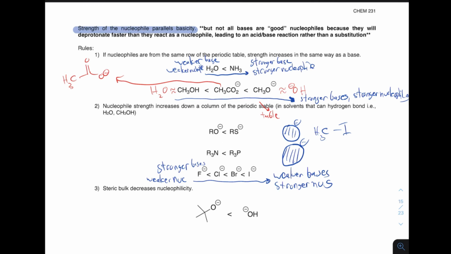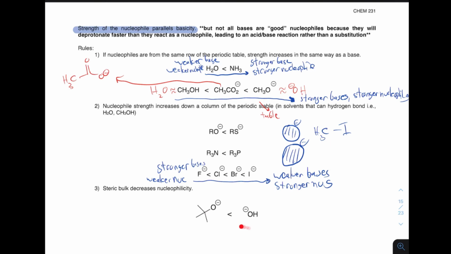But in general, without thinking too much of the semantics behind everything, when you have nucleophiles going down a column, the strength increases, and if you're looking at nucleophiles from the same row of the table, the strength increases from left to right. That's all you kind of need to know for this part. So for number 3, steric bulk decreases nucleophilicity.